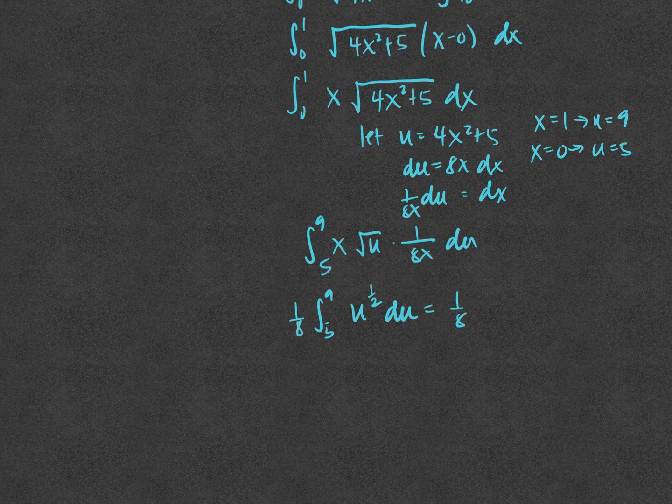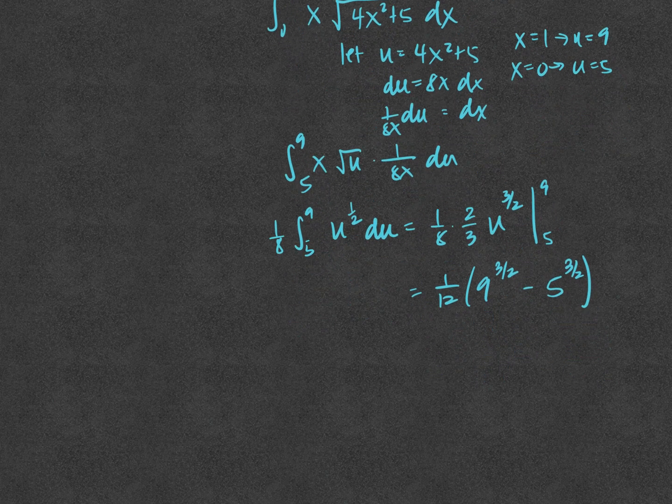So we have 1/8. And then when we integrate u to the 1/2, we get u to the 3/2. And the reciprocal is 2/3. And the bounds are 5 to 9. So that fraction becomes 1 over 12. And then I have 9 to the 3/2 minus 5 to the 3/2.